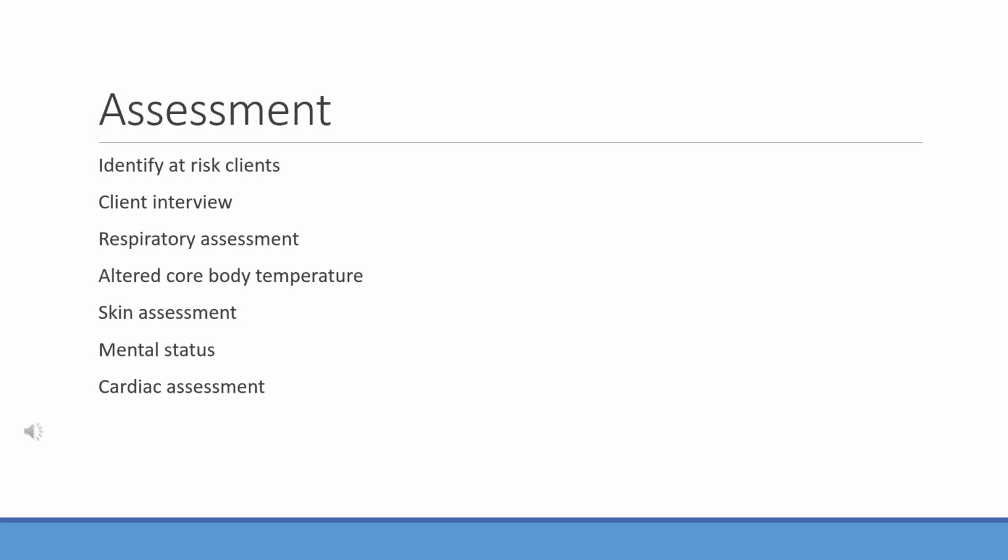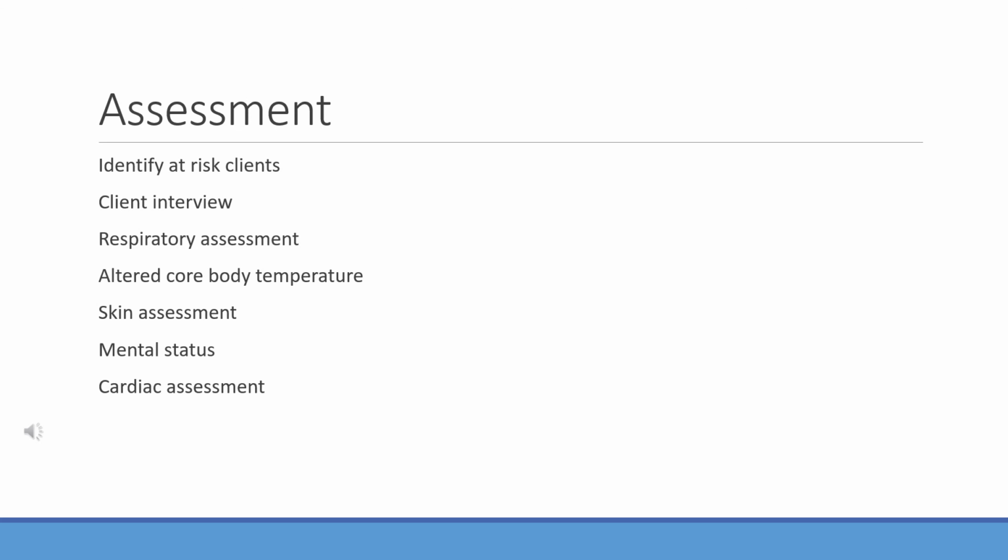Check for any altered core body temperature, any abnormalities there. They may have a temperature elevation early in the course of ARDS, and those clients usually have a better outcome than those who have hypothermia. Skin assessment. Cyanosis develops and may not improve with oxygenation. That's again that refractory hypoxemia.